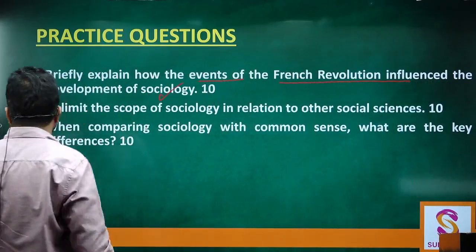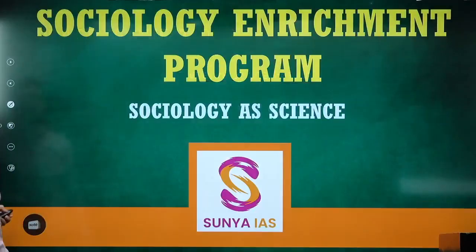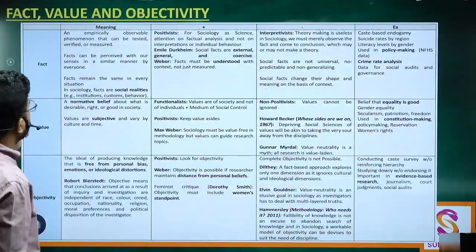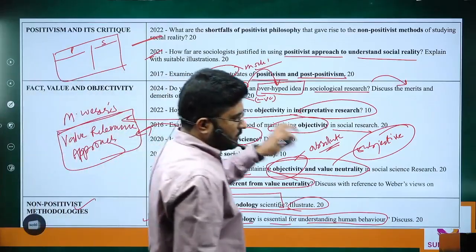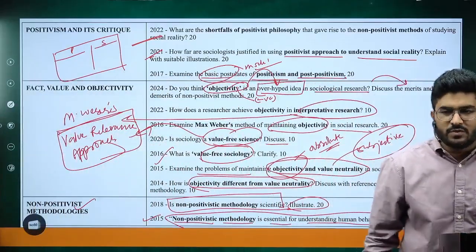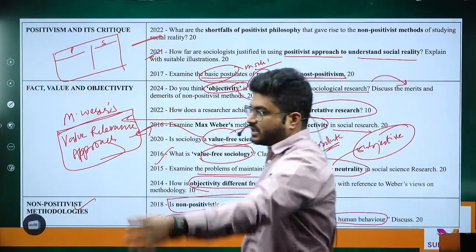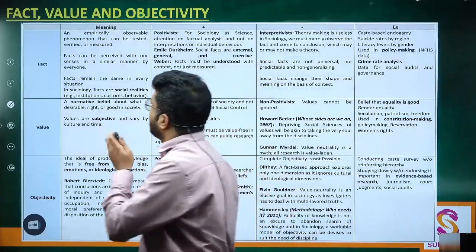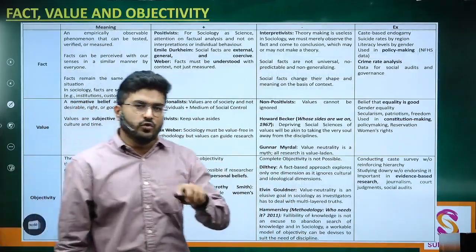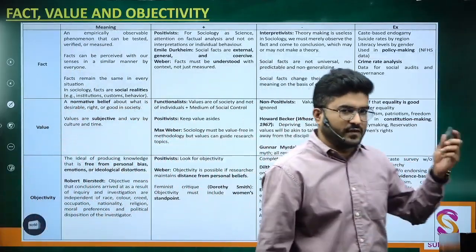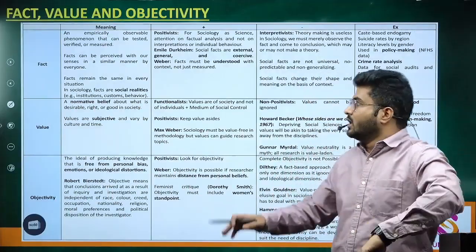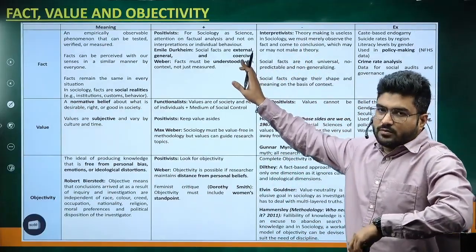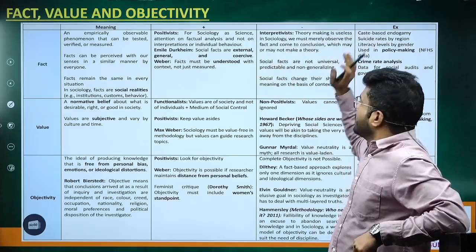Now moving forward again to our chapter 2. Everyone will start with this chapter from science, the scientific method, etc. But I will start with the last topic which was given, fact, value and objectivity, because I want you to understand first what is fact, what is value, what is objectivity, what are their positives, what are their negatives, and what are the examples you can write about.